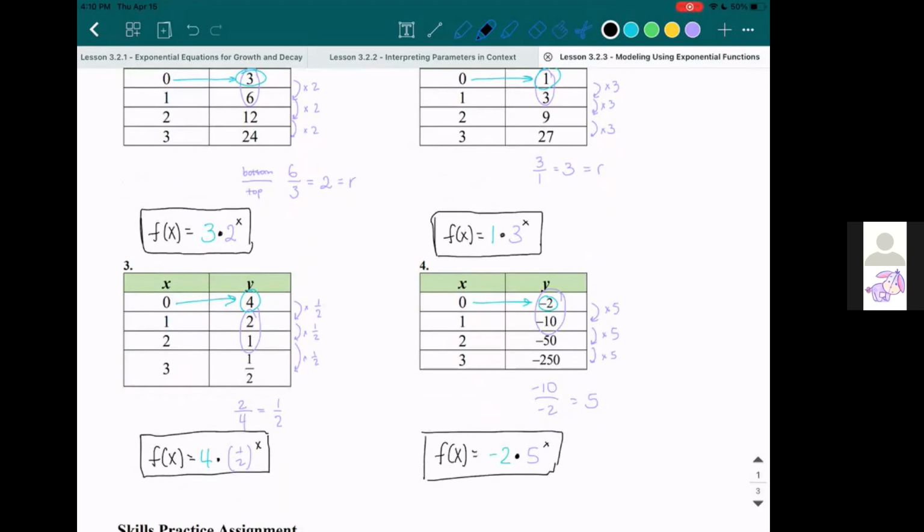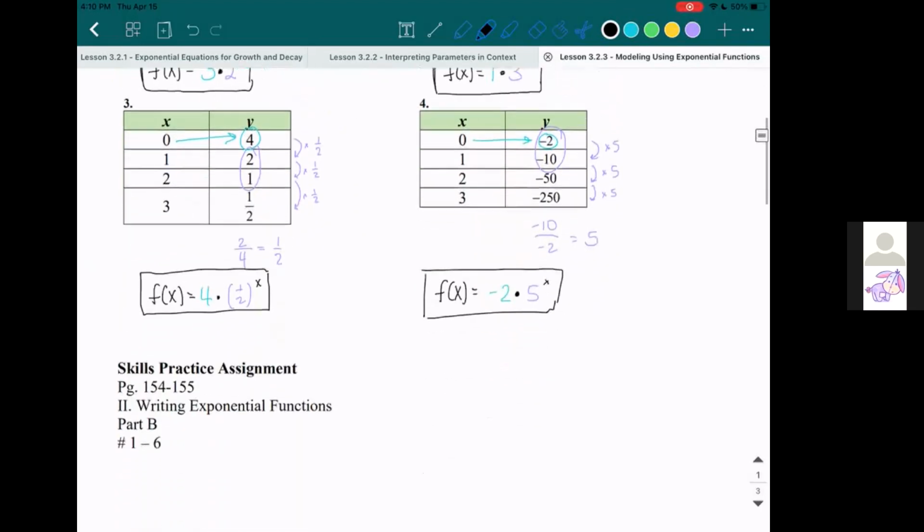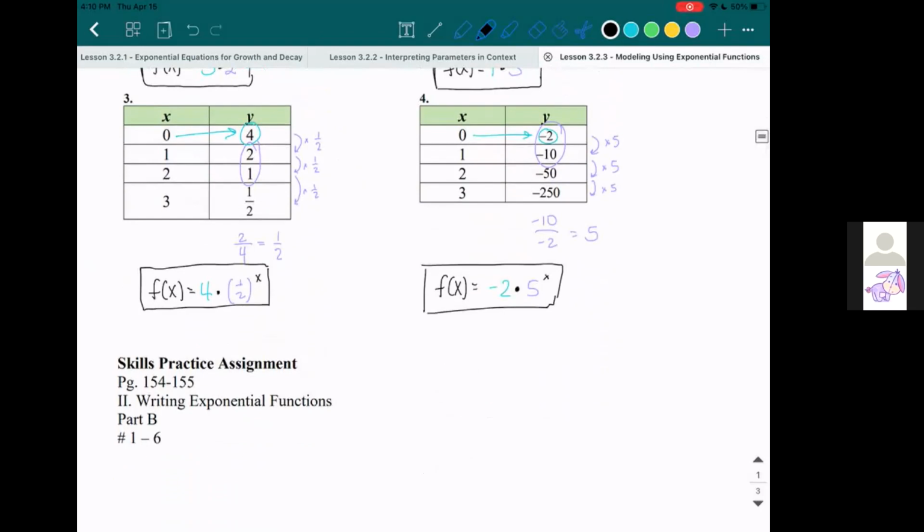If you have any questions, please let me know. Otherwise, you are free to work on the 6 problems that are assigned to you in the skills practice.